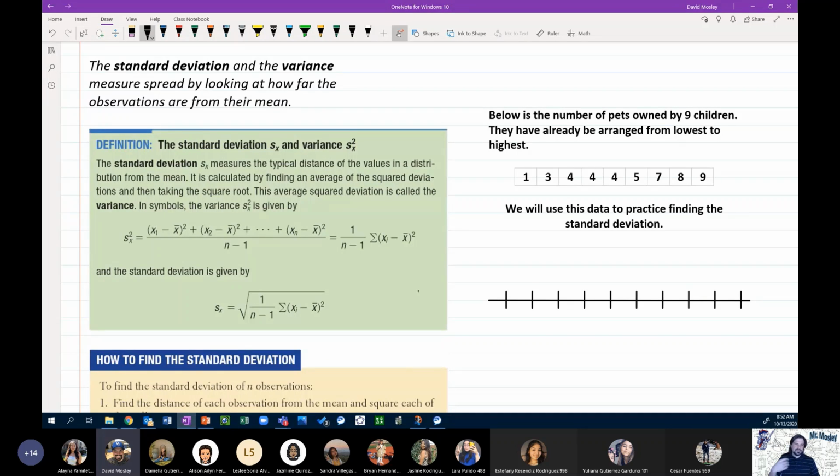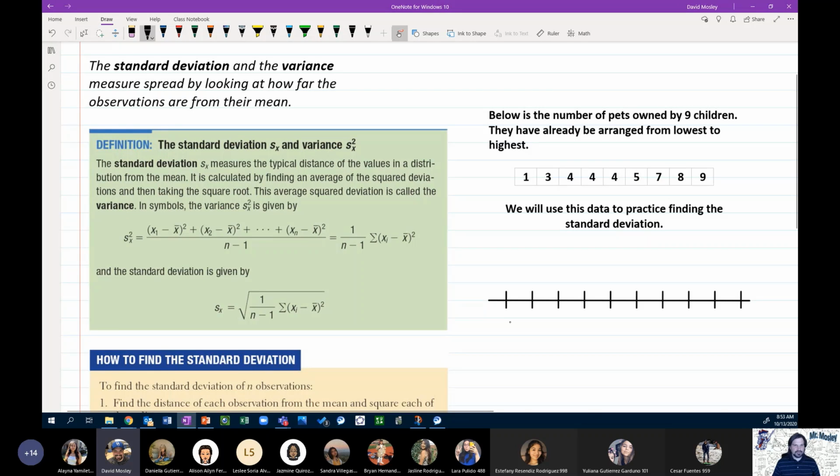Okay. So we're going to look at this example. Here we have the number of pets owned by 9 children. They have already been arranged from lowest to highest: 1, 3, 4, 4, 4, 5, 7, 8, and 9. We're going to use this data to practice finding standard deviation.